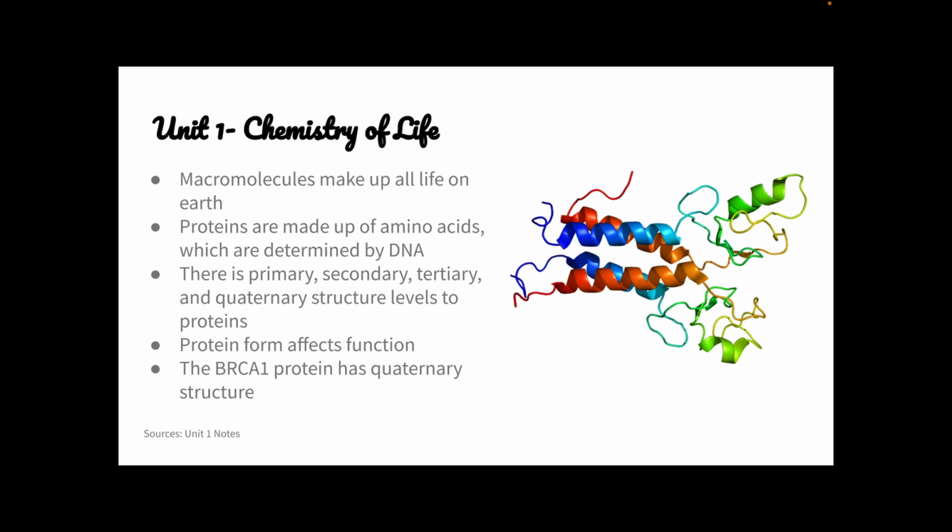And as you may know, protein form affects function. So anything from pH, salinity, or temperature, which changes the form of a protein, affects how it's going to function in your body. And to connect to the BRCA1 protein, which is functional in most people, but it's often dysfunctional and can be linked to a higher risk of breast cancer when it's dysfunctional. This protein has a quaternary structure, so it's made up of multiple strings of amino acids that come together.